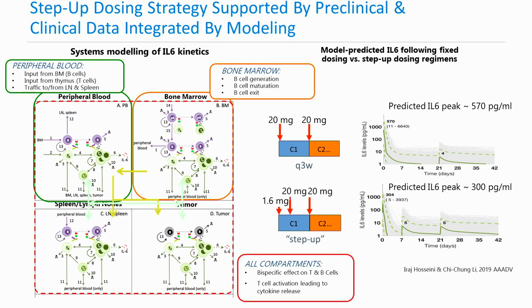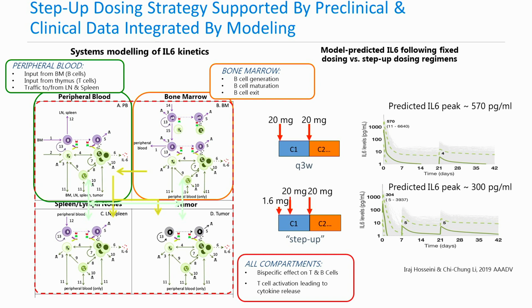As you can see on the right, the model is used to predict and compare 2 different dosing strategies and their resulting IL-6 levels. The model predicts that if one gives a small dose, 1.6 milligram in this illustration, that precedes the target dose, or 20 milligram in this illustration, by so-called step-up dosing strategy, it leads to a much lower IL-6 peak predicted in patients than if one were to administer the target dose directly. In other words, the model predicts that you can get to the same target dose level, but with only half the IL-6 through step-up dosing strategy. And the lowering of the IL-6 is expected to reduce CRS risks.